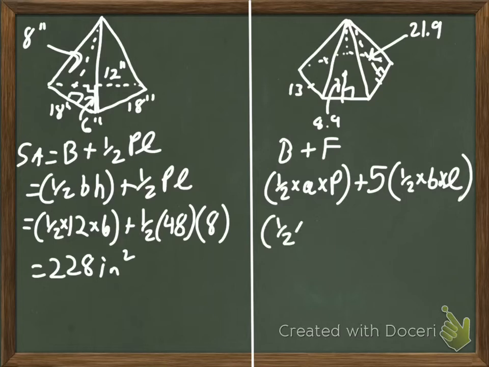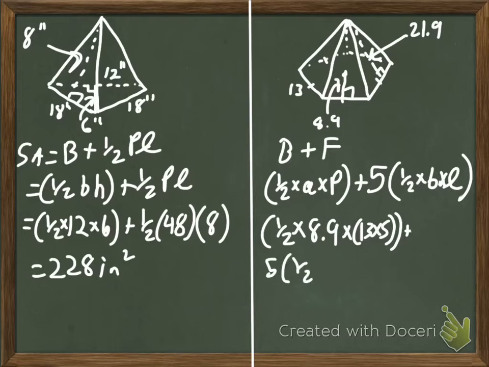So this is going to be 1/2 times the apothem, which is 8.9, times the perimeter, which is 13 times 5, plus 5 times 1/2 times, I'm going to move this down since we're getting a little bit crowded. So we're going to add the 1/2 times, oops, I forgot the 5.